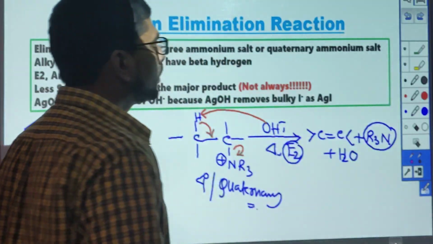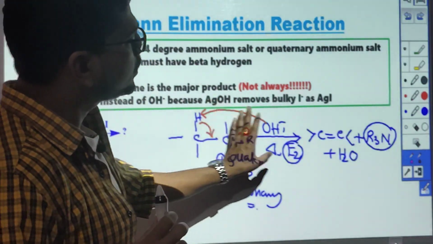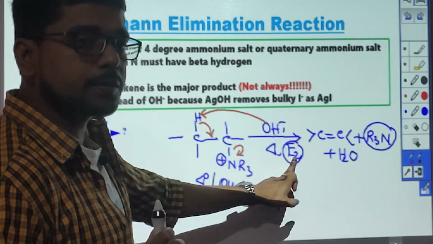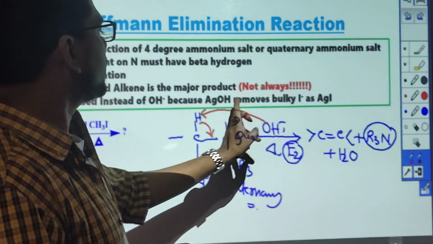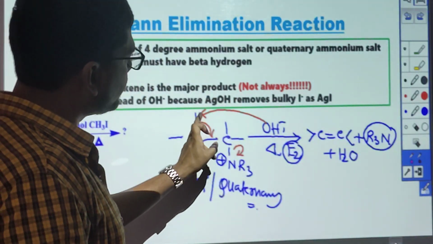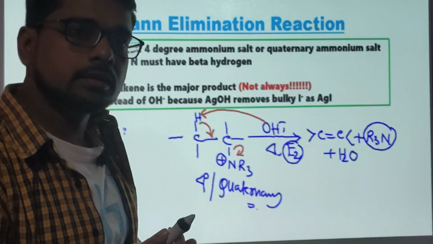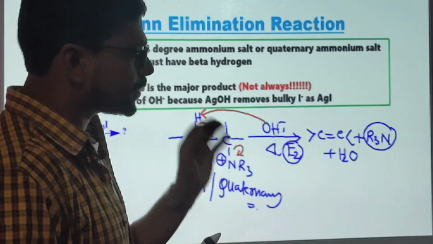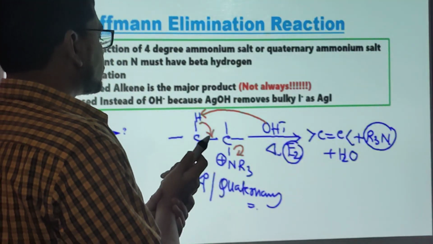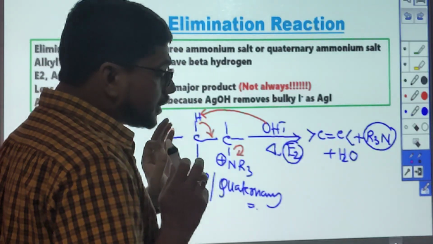Now look at this mechanism. First of all, this mechanism proceeds via E2. Simultaneously, this OH minus grabs this proton, the double bond forms, and simultaneously NR3 leaves. This is a concerted process, a single step process. What are the conditions?